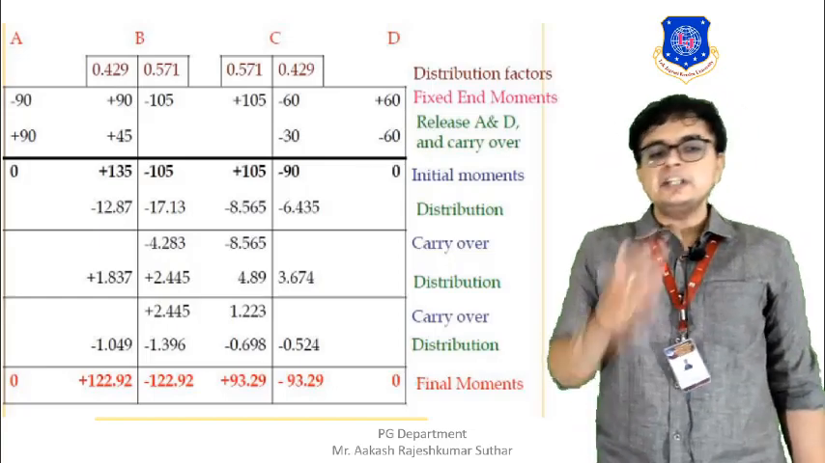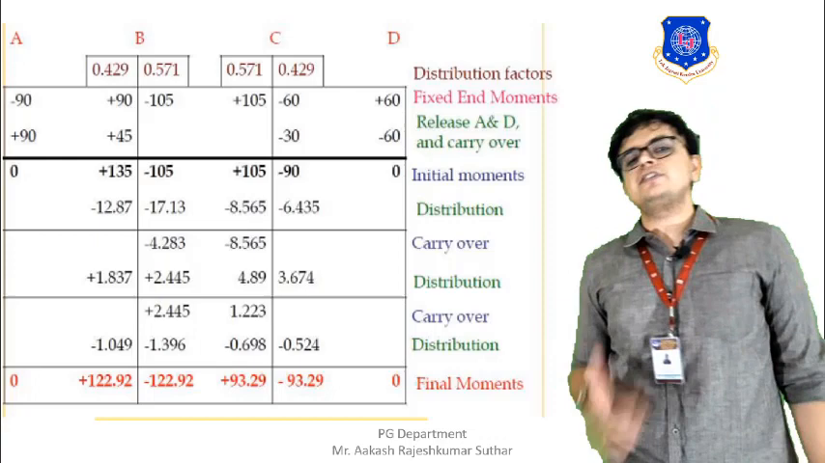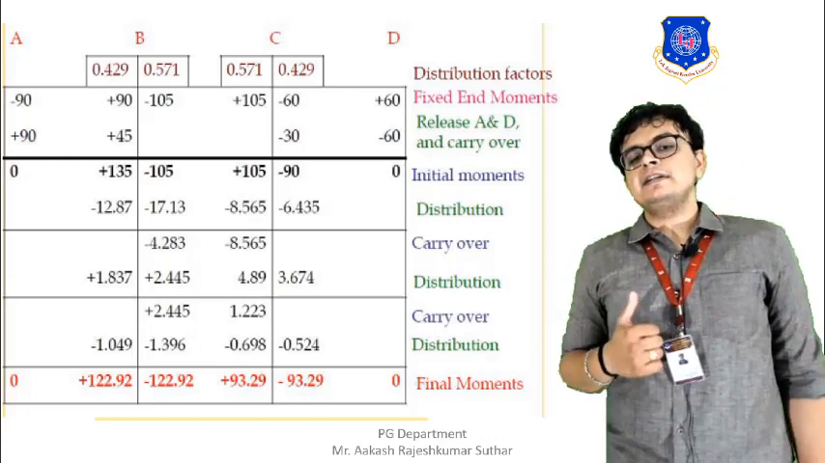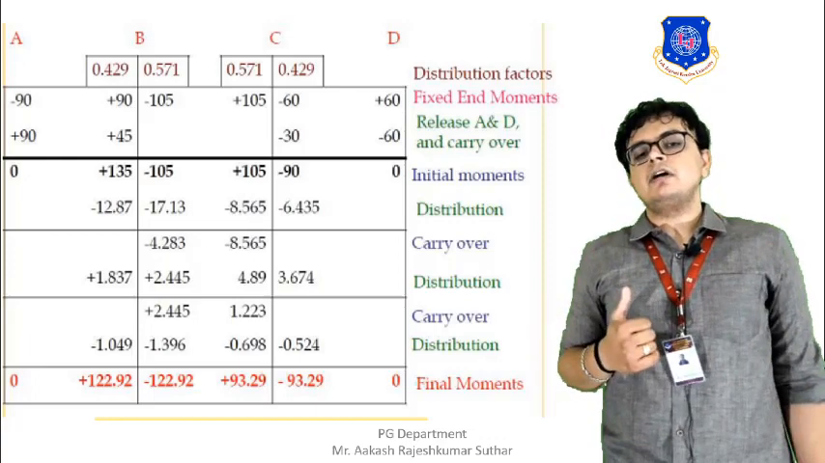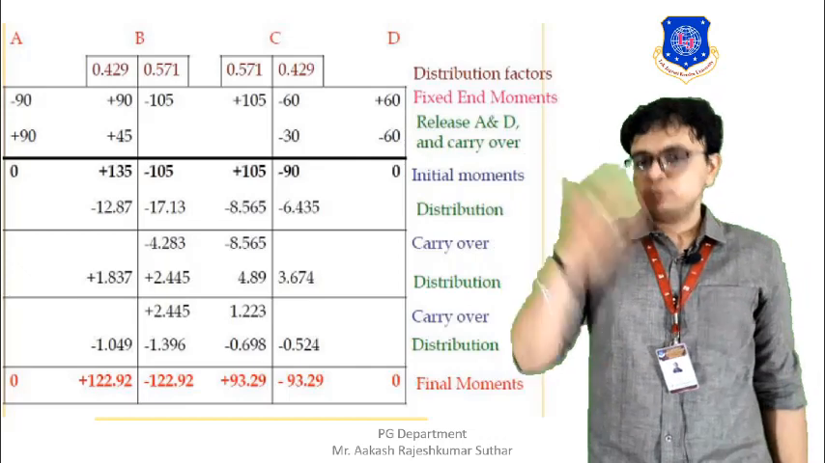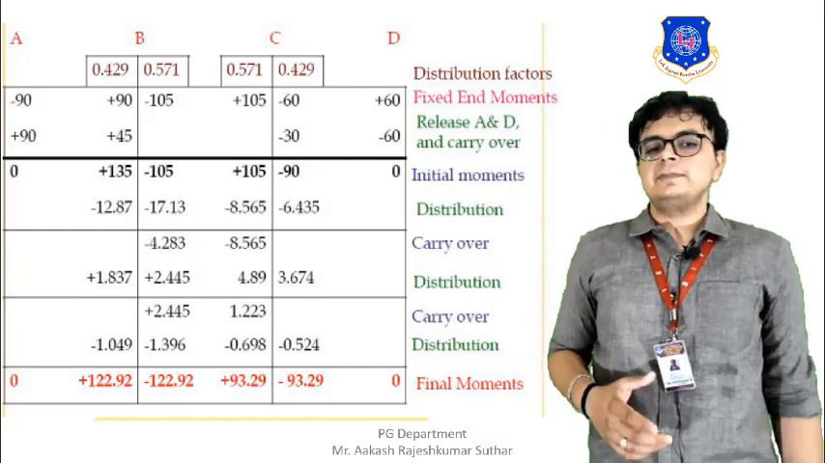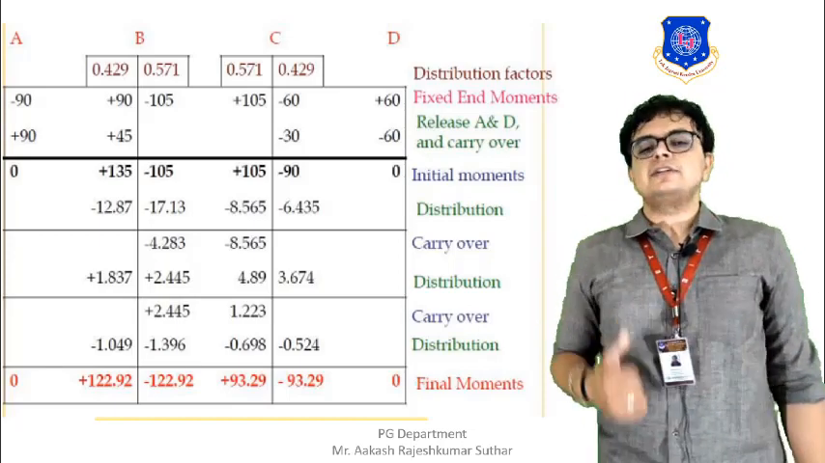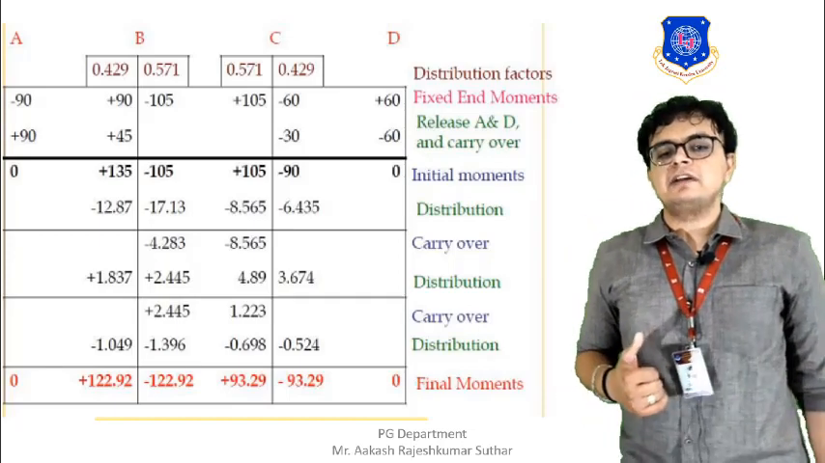So for CB we have to multiply 15 with 0.571, and after that we will be getting the distributed moment of minus 8.565. Whenever we are distributing it, it will be of the opposite sign, so we have to put minus 8.565.